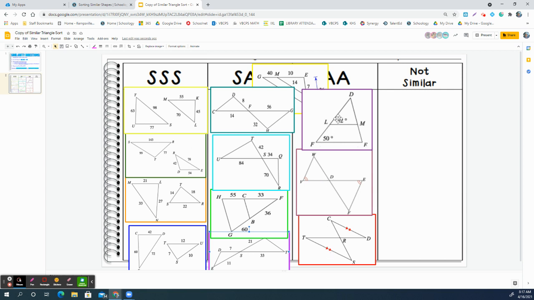So 2 of these need to stay and 1 of them needs to move. Which one needs to move? The purple, the pink, or the red? Which one needs to move?